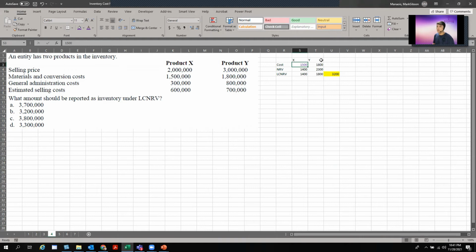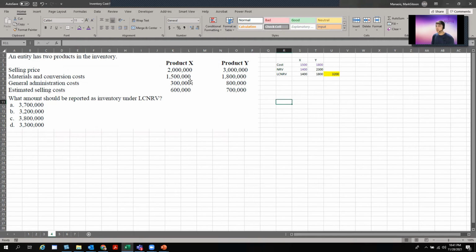Product Y is 1.8 million. Class, I just dropped the 3 zeros, no? But I hope you can still follow. NRV. So paano natin makukompute yung NRV? Sabi natin, estimated selling price less cost to sell or less cost to complete, less cost to sell, no? So in this case, 2 million less the estimated selling cost of 600,000. So that would be 1.4 million pesos for product X.